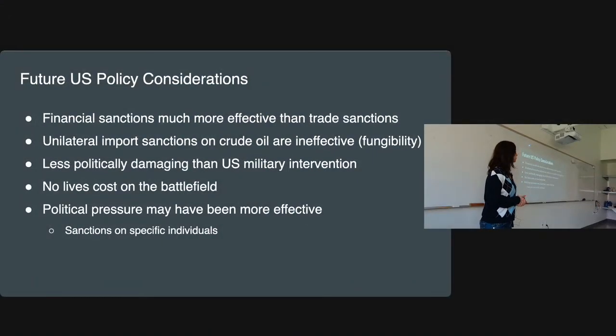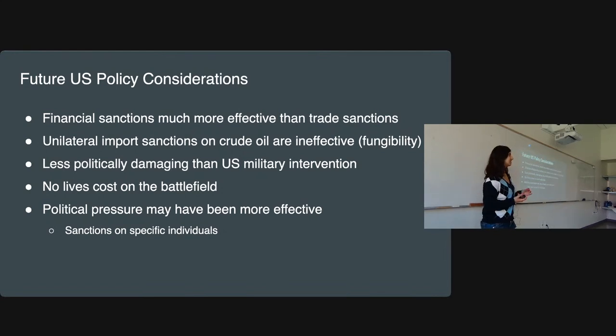So in terms of a couple future US policy considerations that these findings might suggest, first of all, financial sanctions were a lot more effective than trade sanctions. They made up roughly 70% of the total cost of sanctions, so those definitely caused the most damage. Second, unilateral import sanctions on crude oil are ineffective because of the concept of fungibility or interchangeability.